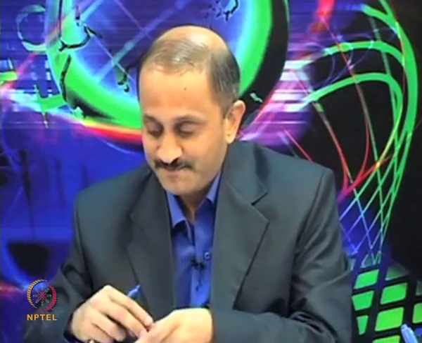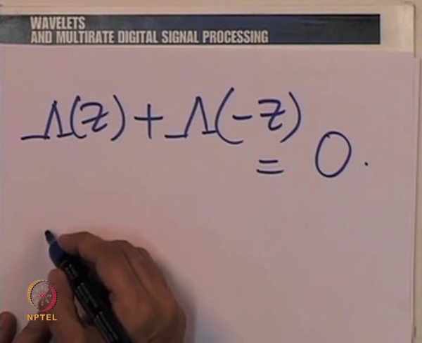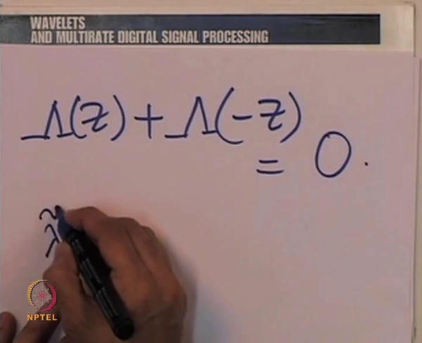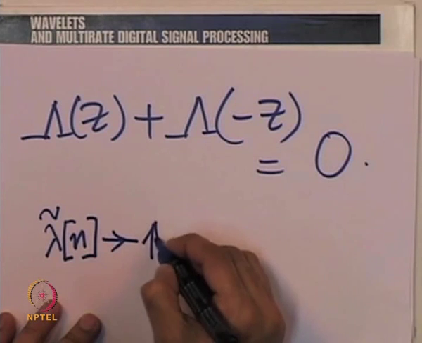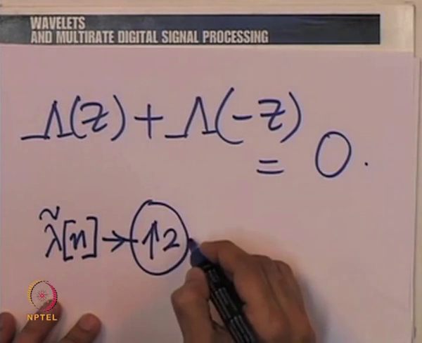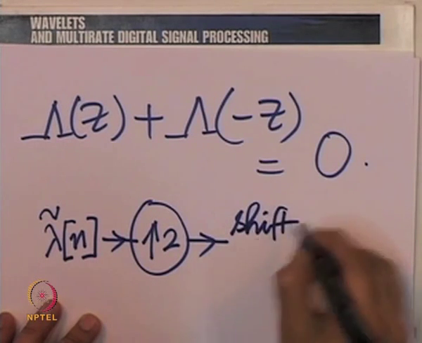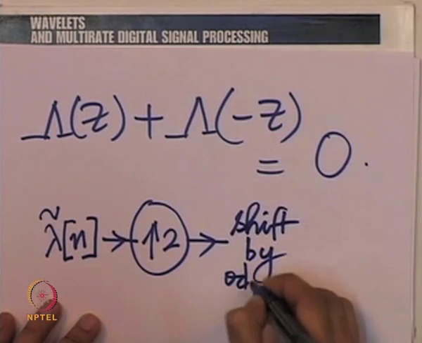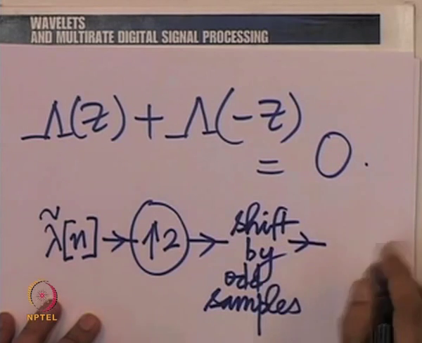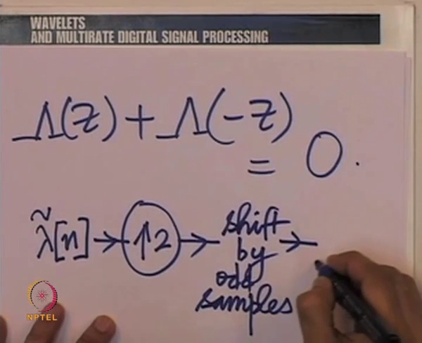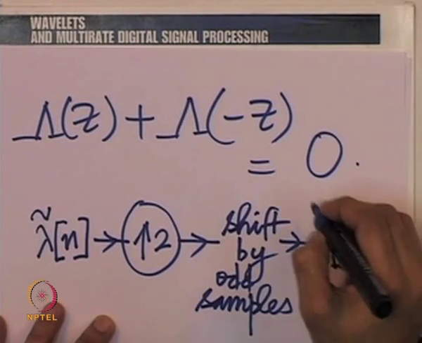So, in other words, it is a sequence, let us call it lambda tilde(n), which on upsampling by a factor of 2 and then shifting by an odd number of samples gives us the z transform lambda(z). This is, of course, the z domain representation.